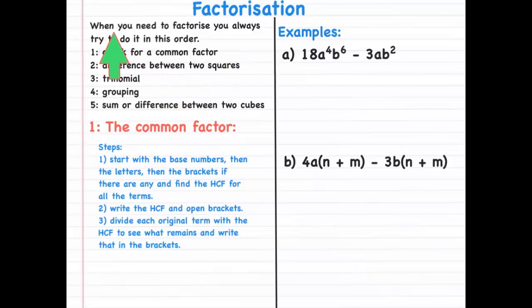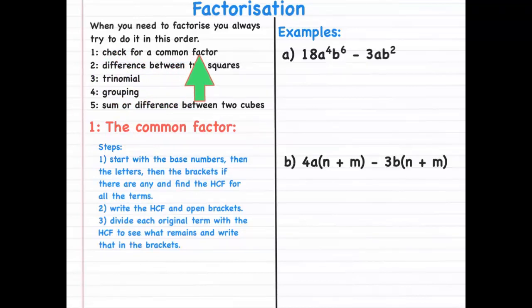So here we go. When you need to factorize, you always try to do it in this order. So it's so important to remember this order. You always start with check for a common factor first, okay? Then if you can't, you go and try and see if you can do the difference between two squares, then the trinomial, then grouping, and later on the sum or difference between two cubes. Now these are also two new factorization lessons that you will get later on, but for now let's just look at the common factor. So this is the step number 1.